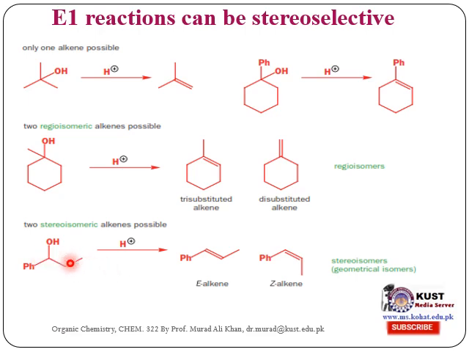Here, if you see, an E alkene can be found or a Z alkene. Here, this is a Z, or this is an E alkene. These are two stereoisomers, geometrical isomers of each other. So there is the possibility of these two alkenes. We will study later on how these are formed.